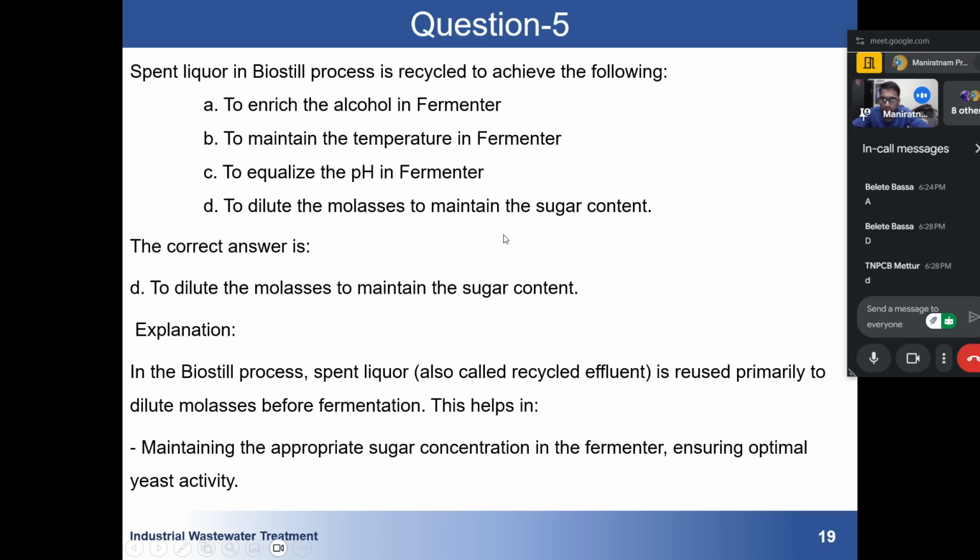In the biosteel process, the spent liquor, also called the recycled effluent, is used primarily to dilute the molasses before fermentation. This helps in maintaining the appropriate sugar concentration in fermentation, ensuring optimal yeast activity.